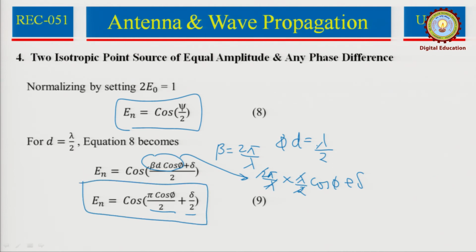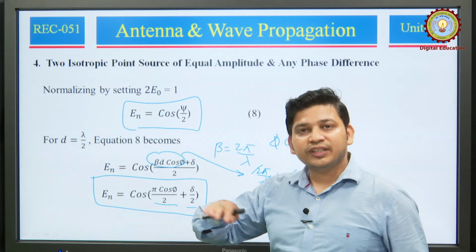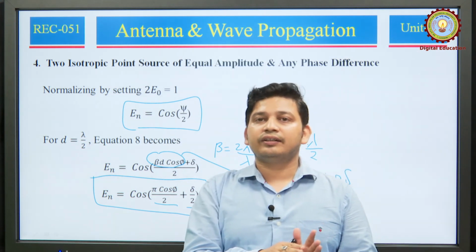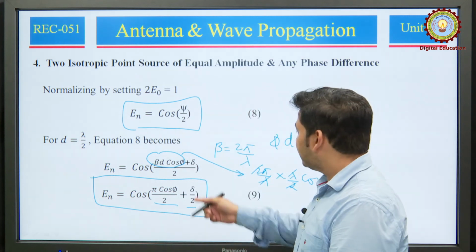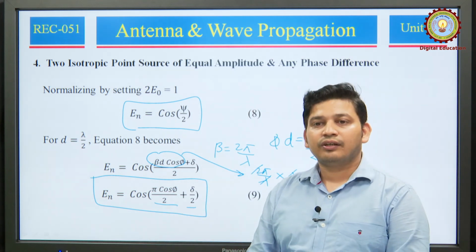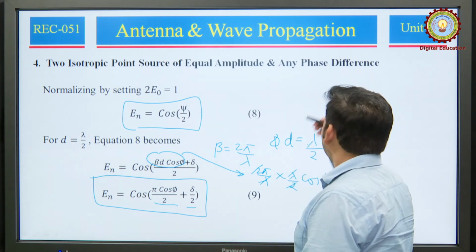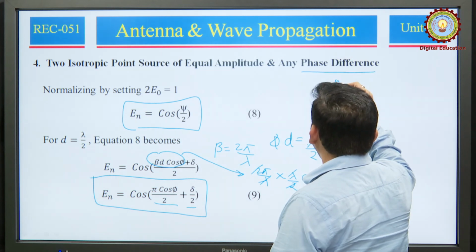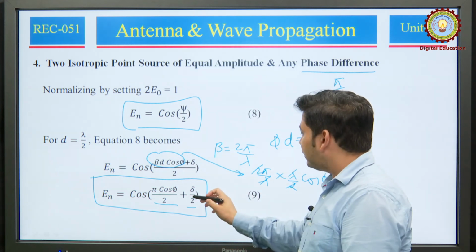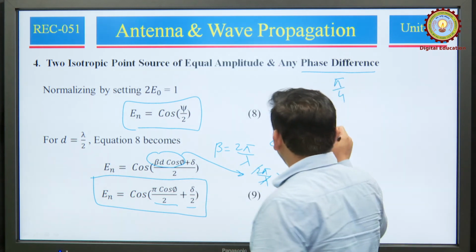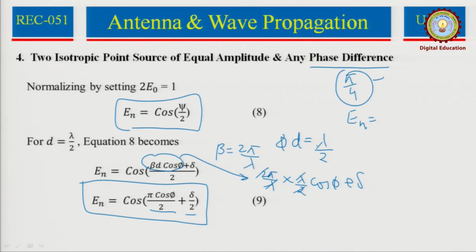Now, this is the general case of any phase difference. If suppose the question mentions a phase difference of 120 degrees, what we have to do? Just put here 120 degrees, or you can convert into radians. Let me give you the answer if it is π by 4, phase quadrature: π by 4 divided by 2, how much? π by 8.